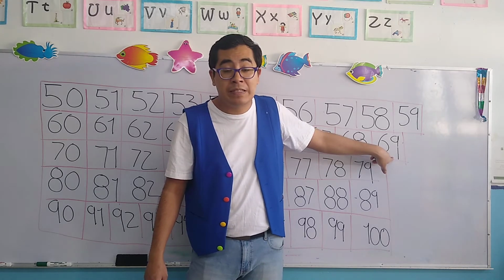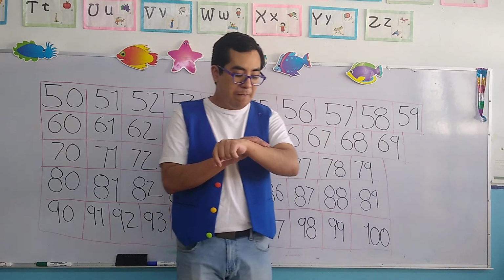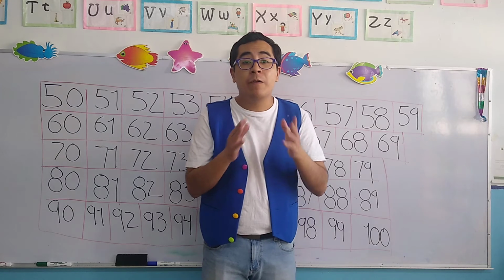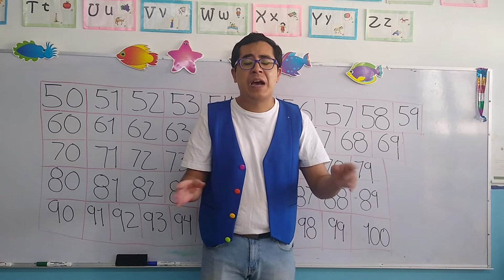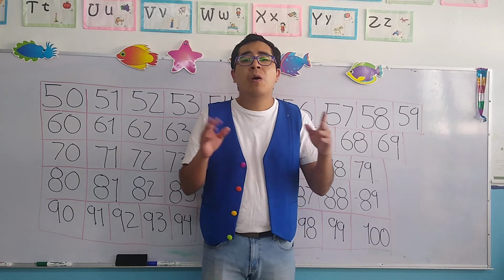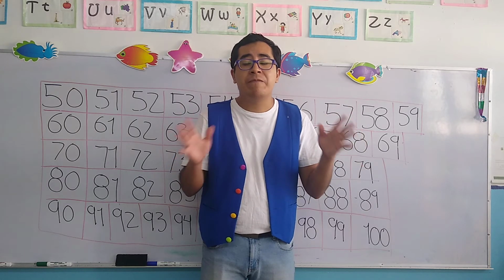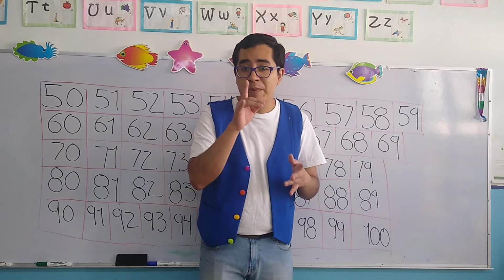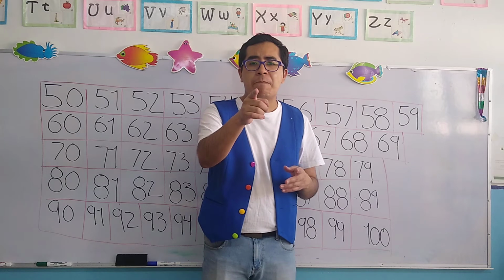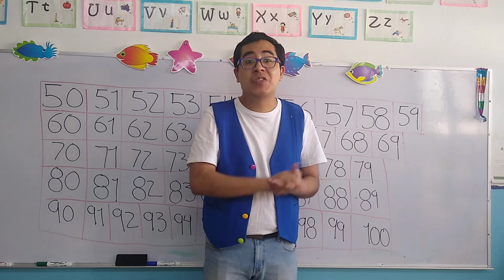Now, let's continue with the family of the 70s. Now, this is a question for you. All numbers 70, the family of the 70s, they begin with the number 7.